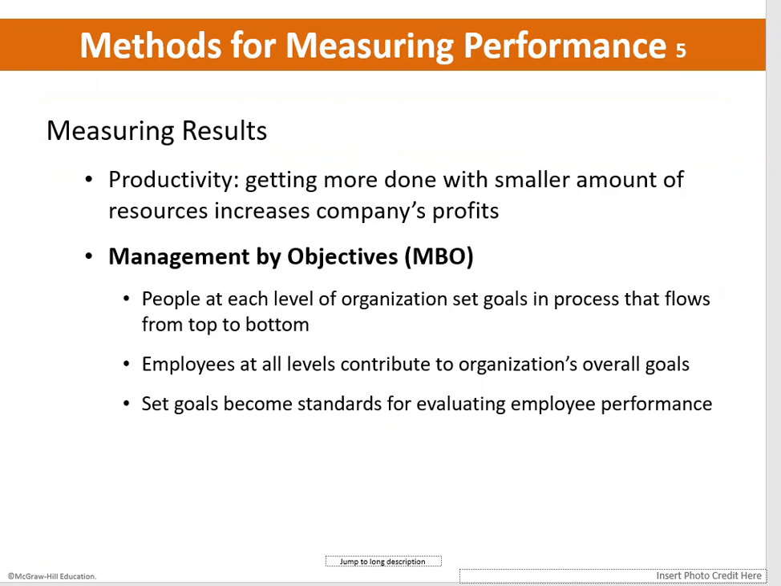Measuring results of productivity, getting more done with a smaller amount of resources, increases the company profits. So of course, if revenue is going to go up and our costs are going to go down, we're going to raise the profits. Management by objective. People at each level of the organization set goals, and the process flows from top to bottom, meaning on your organizational chart. Employees at all levels contribute to the organization's overall goals. Set goals become standards for evaluating employee performance.